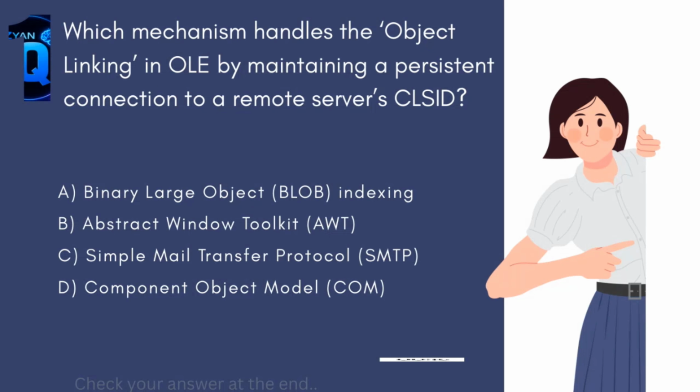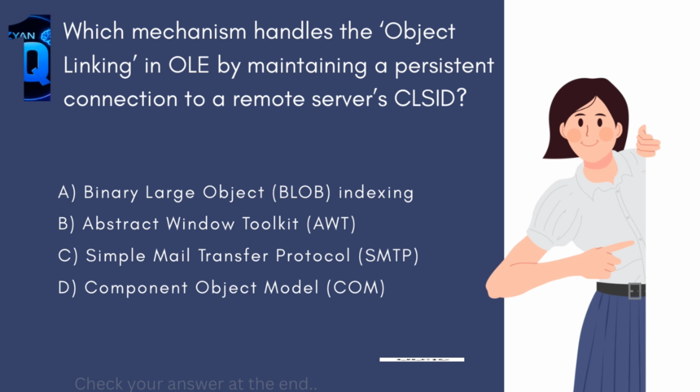All right, let's look at this question. It asks which mechanism handles object linking in OLE by maintaining a persistent connection to a remote server, CLSID. Now, OLE, or object linking and embedding, allows us to create links between documents or applications, making data sharing seamless. When it comes to keeping that link alive, especially when the object is on a remote server, the underlying technology needs to manage a stable, ongoing connection. That's where understanding the roles of these options becomes important.